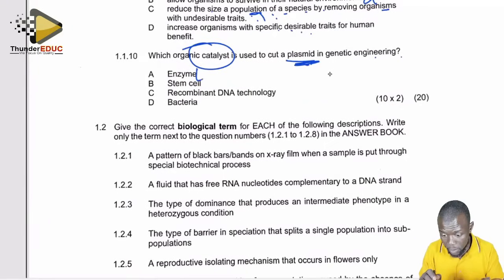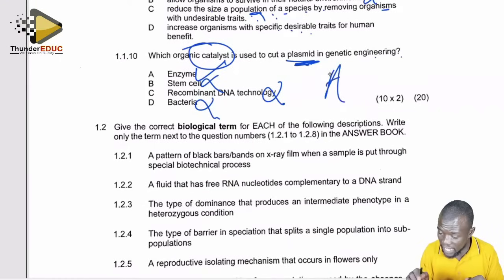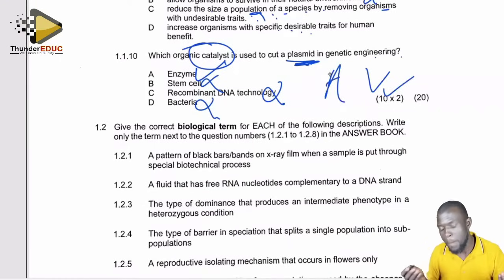So they're saying enzymes, which looks to be correct. Stem cells, nope. Recombinant DNA technology, nope. Bacteria, nope. The plasmid is found in a bacteria, so it can't be. So the answer is A, which becomes the most correct answer.